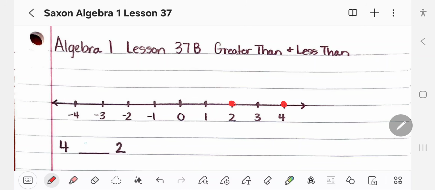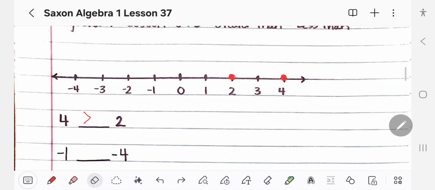And you could say that they are not equal to each other because they reside at different places on the number line. So that's one thing that you could write. You could also say that 4, since it's further to the right on the number line, is greater than 2. If we switched it around or read it the opposite direction, we would say 2 is less than 4.